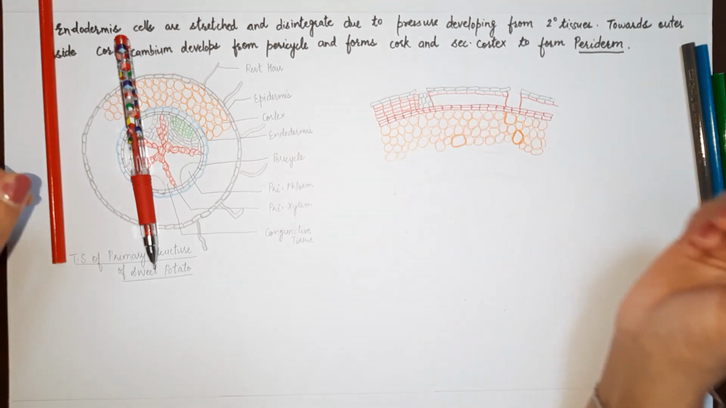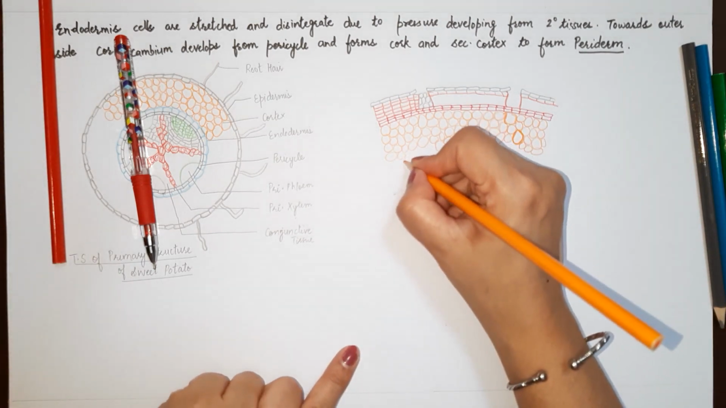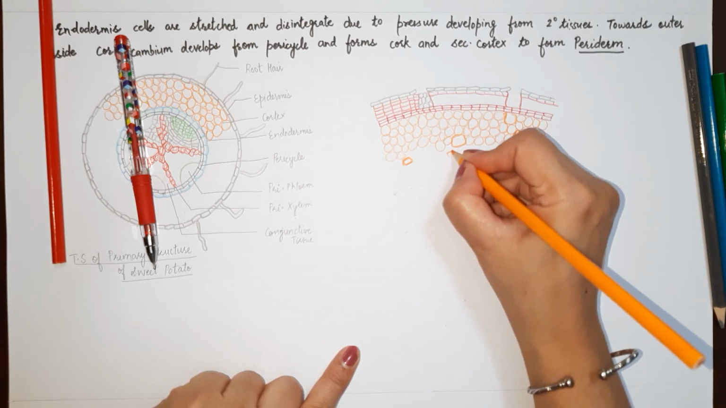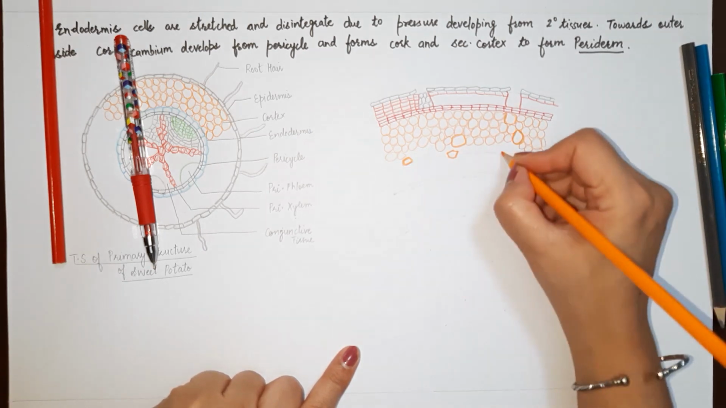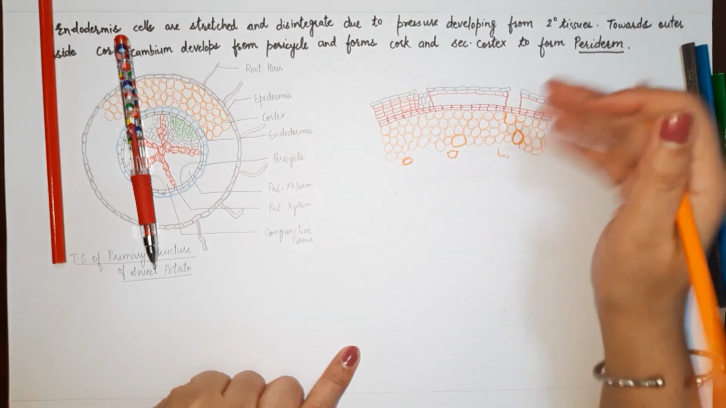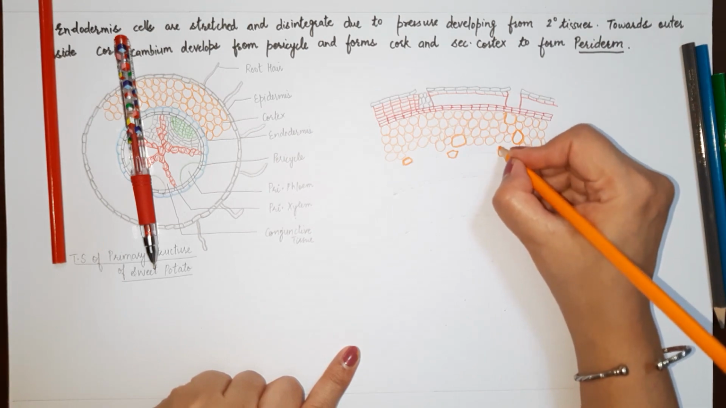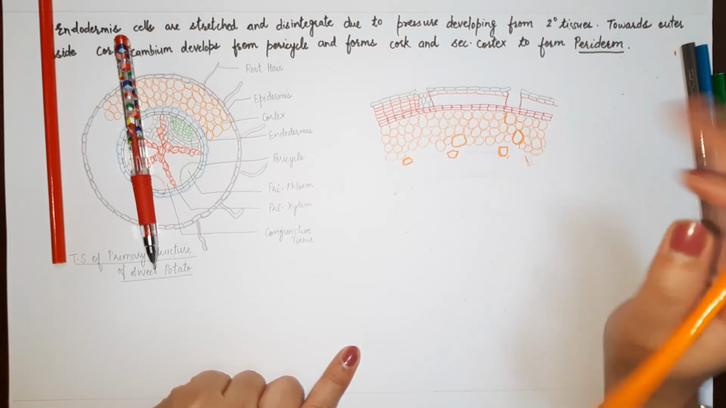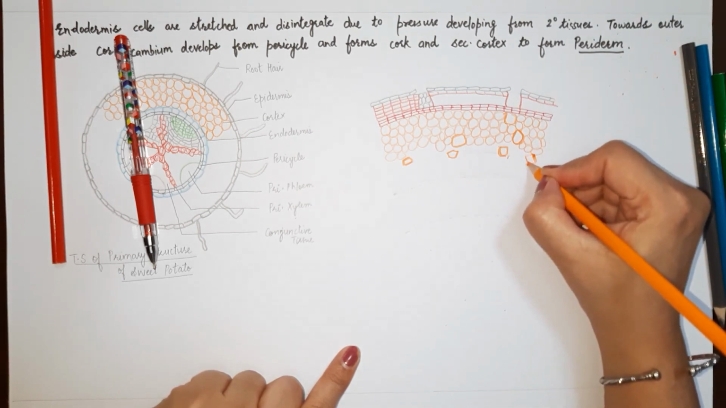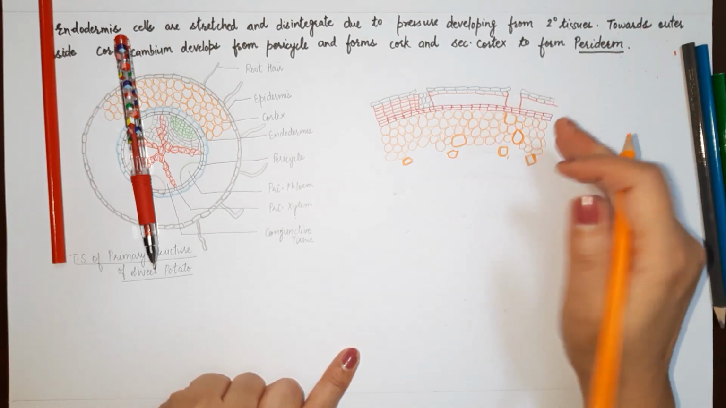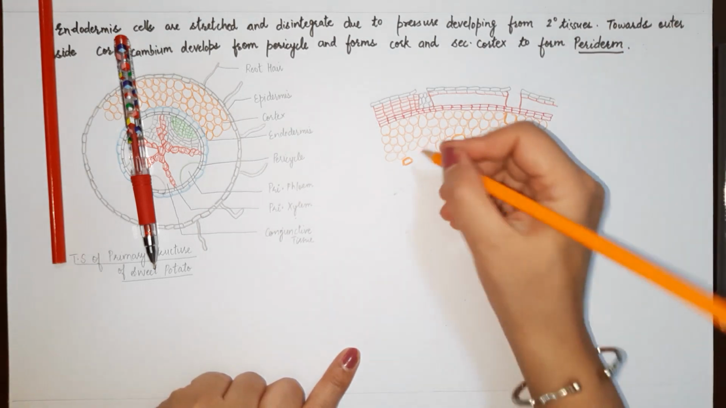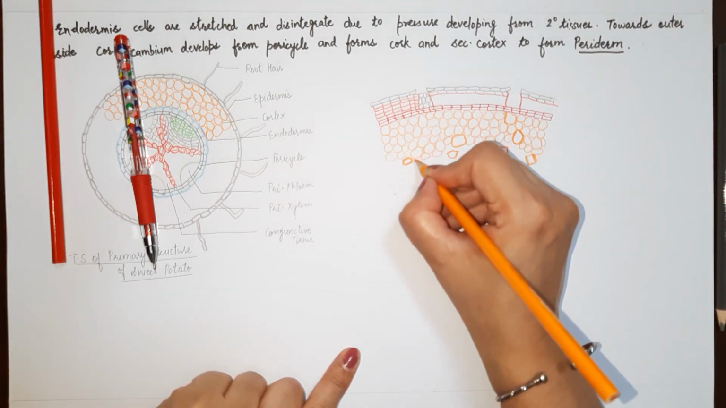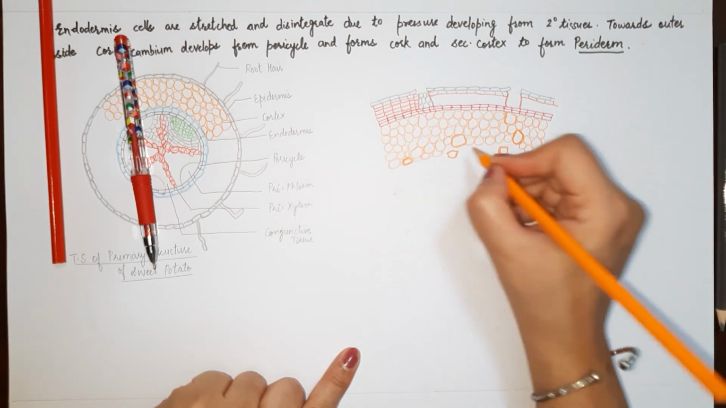But the majority of the latex vessels are found close to secondary phloem. Okay, so you can draw many towards this zone. Rest of these will be the cortex cells.